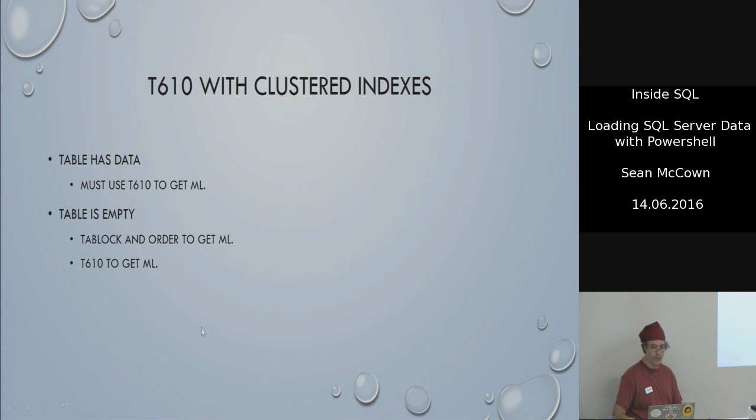And here are some rules here. If the table has data, you have to use trace flag 610. If it's empty, you can use TABLOCK and ORDER BY. You have to use TABLOCK and ORDER BY. You have to order it by the clustered index, right? So the query itself, the data has to be coming in the same order as the clustered index. And then you're going to have a lot of tempdb activity there while it uses it as a sort, right?